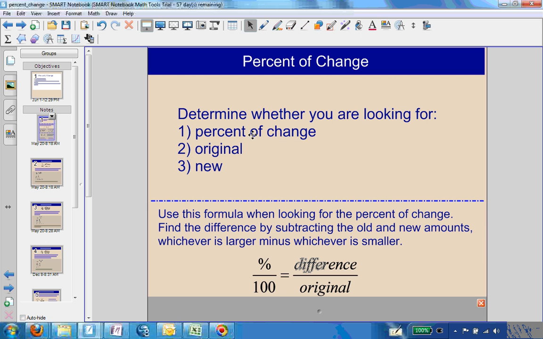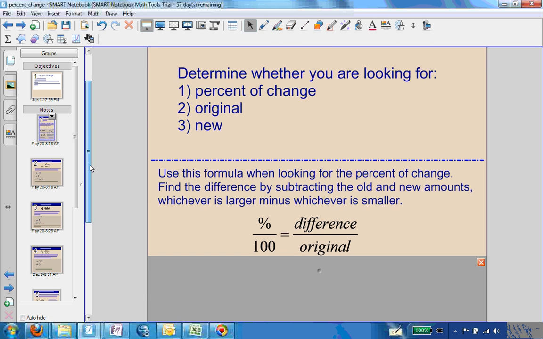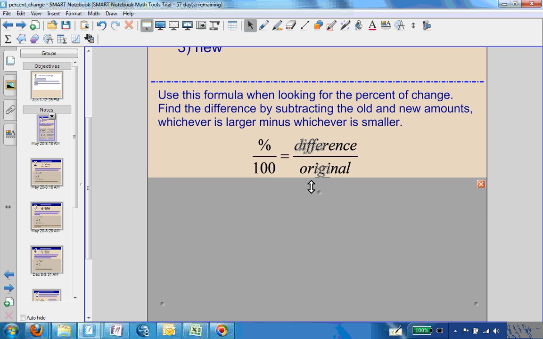If you are working with these problems, there are several things that you could be looking for. You could be looking for the percent of change, which means the percent of increase or decrease. You could be looking for the original amount, or you could be looking for the new amount. So I'm going to go through several different proportions to help you see how to set these up.